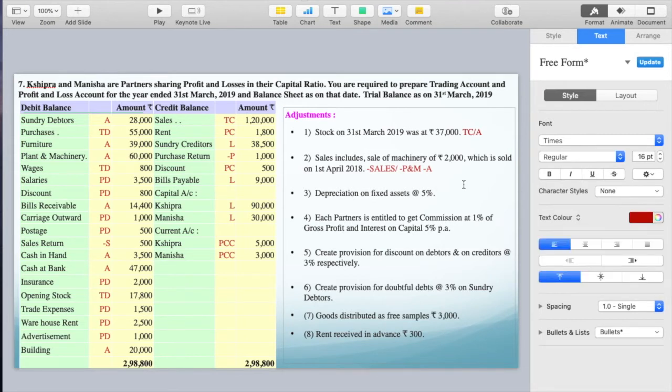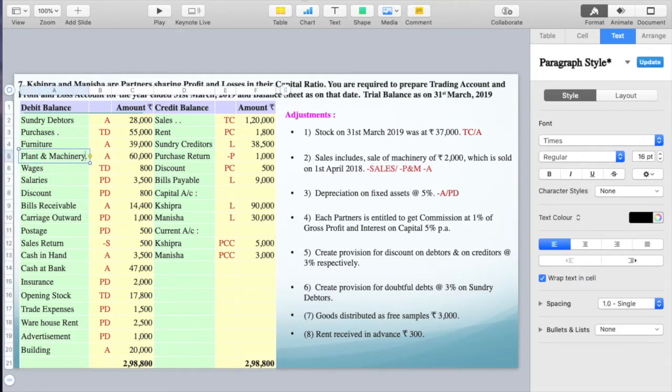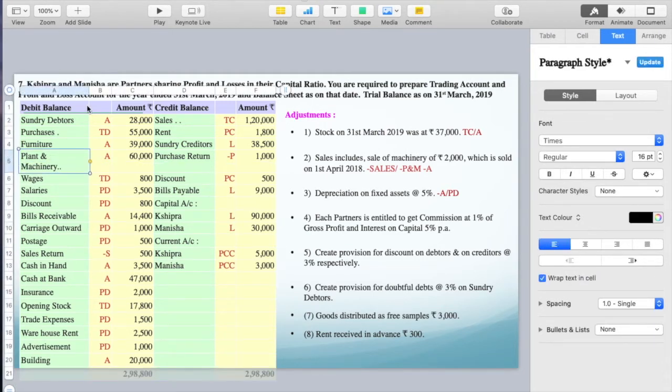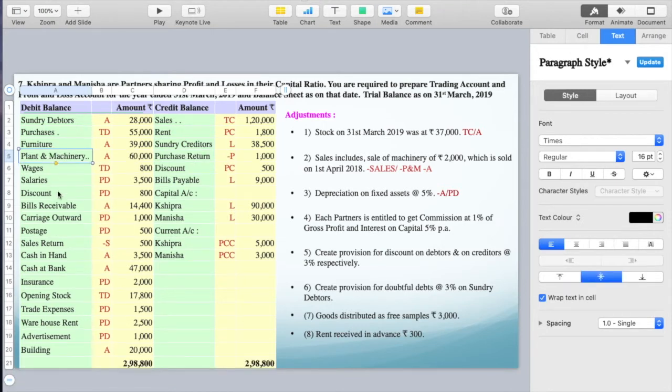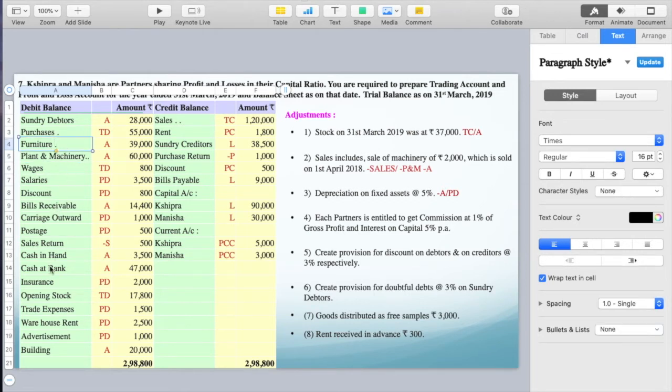So depreciation effect is less from assets and P&L debit side, right? If I check on the debit side, I'm seeing plant and machinery, it's a fixed asset, so I'll put one tick mark over here. Then I'm seeing another one, furniture, and at the end I am able to see building. So these are the three fixed assets given in the trial balance, and on all three assets we are supposed to provide 5% depreciation.